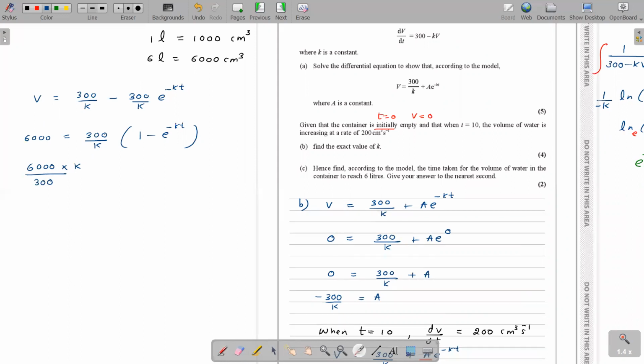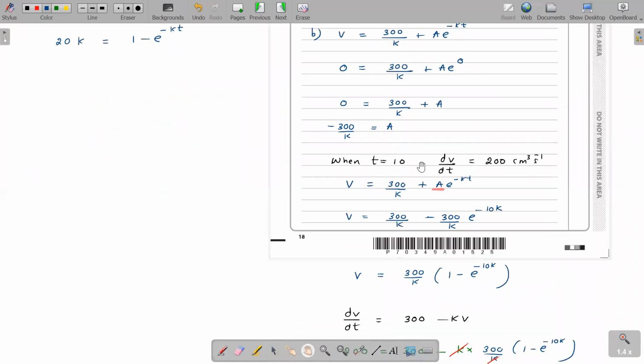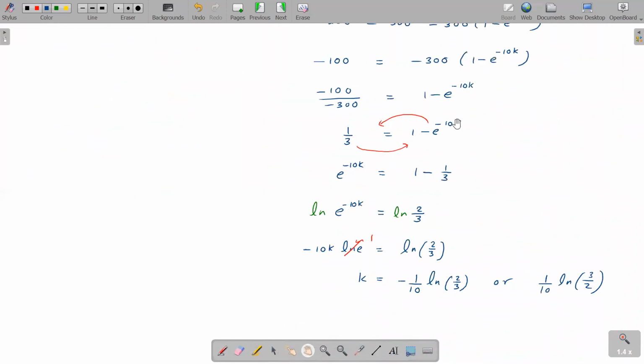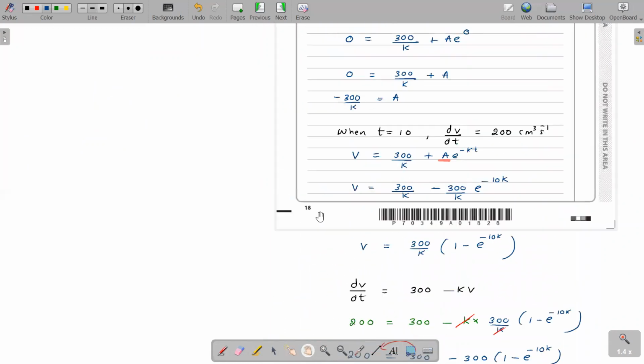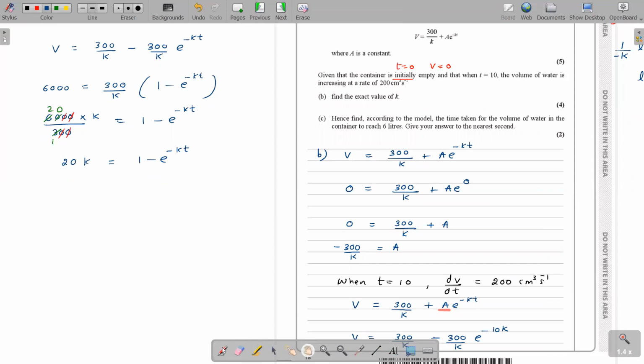The K goes up as a multiplication, 300 comes down, and I get equals 1 minus e to the power minus KT. So here the 0, 0, they cut. 3 times 1 is 3, 3 times 2 is 6. So I get here 20K equals 1 minus e to the power minus KT. Are you guys okay with this? I'll input the K value at the last moment. So we found K is minus 1 over 10 ln 2 over 3, or 1 over 10 ln 3 over 2. I'll input that at the last moment after I make P the subject.